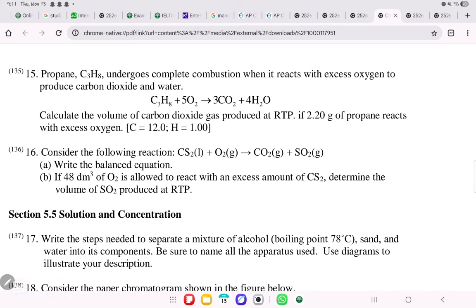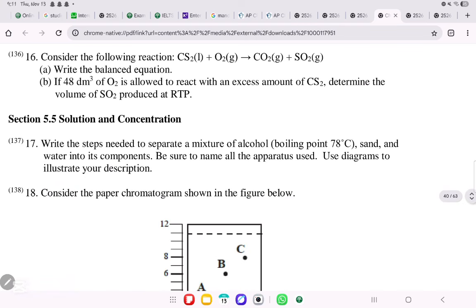Consider the following reactions. CS2 liquid plus O2 gas gives me CO2 gas plus SO2 liquid. Write the balanced equation. So let us see. How can we balance this? I have 2s over here, 1s over here, so I can put a 2 over here. Actually, let me do it like how I was doing before. CSO. Then here, CSO.